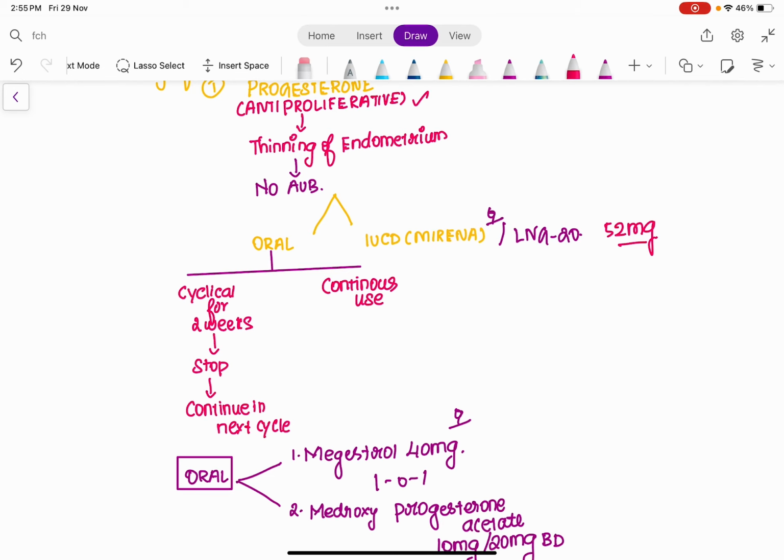So now this progesterone can be administered either orally or by intrauterine contraceptive device. If you ask me which is the preferred option among these two, the most preferred option is the IUCD Mirena, right? Okay, so this symbol is telling that it is more preferred.